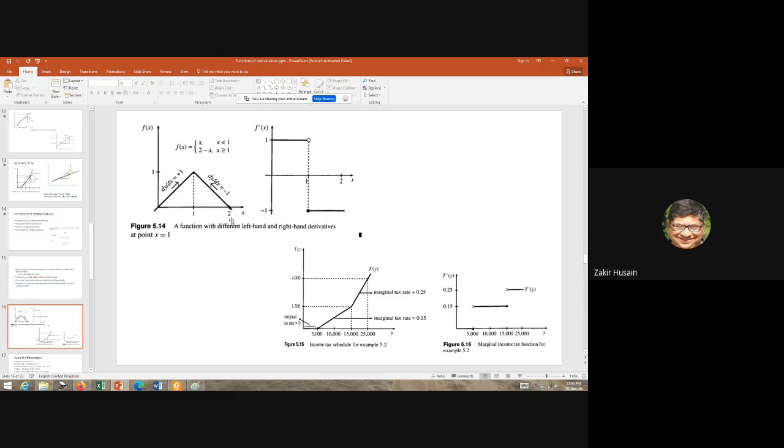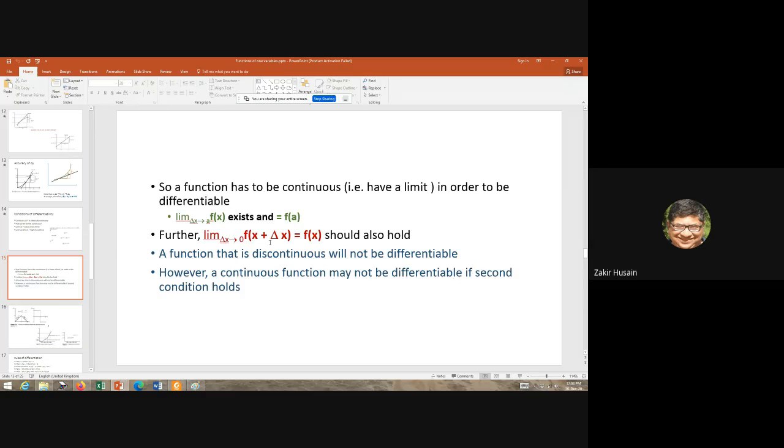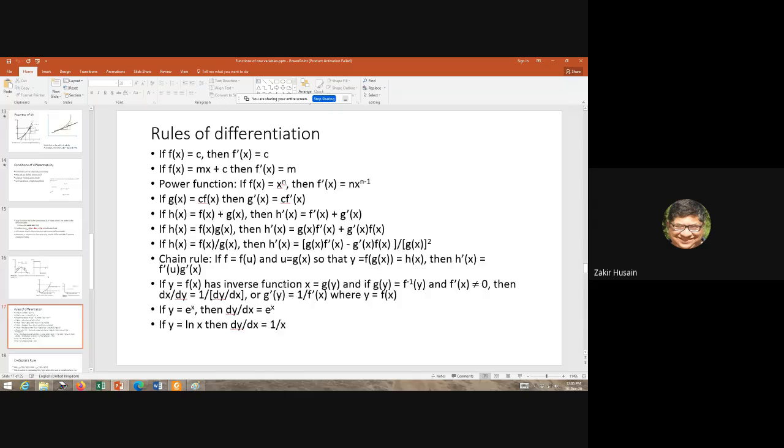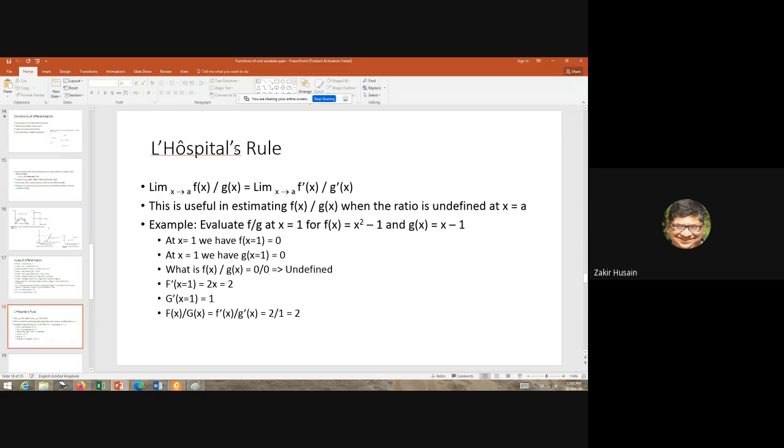If both are satisfied, then only the function will be differentiable. So these are cases when the function is continuous. Over here, it's continuous, but there's a kink. Here, the slopes are changing. Again, it's kinked. So in such cases, the functions are continuous, but because the second condition is not satisfied, the functions will not be differentiable at these points. Here, here, here. Then we gave the rules of differentiation and in particular L'Hopital's rule.